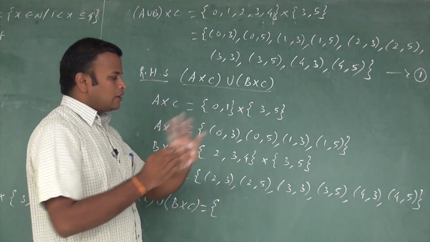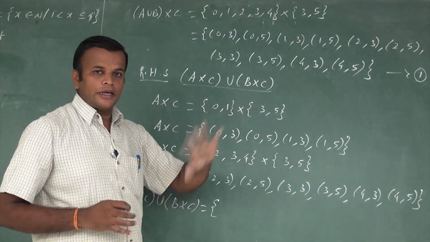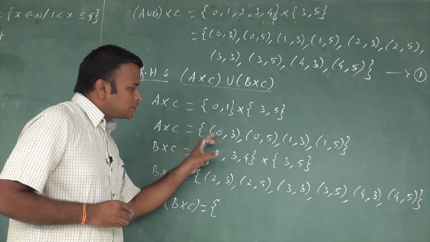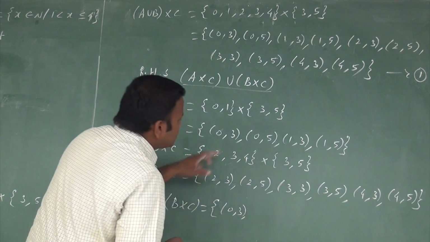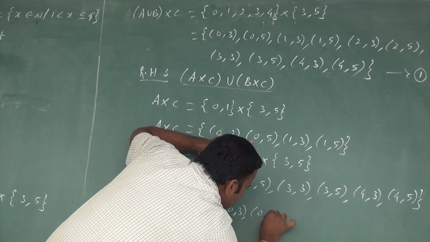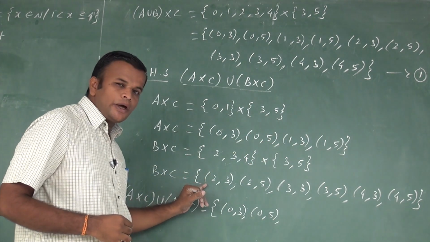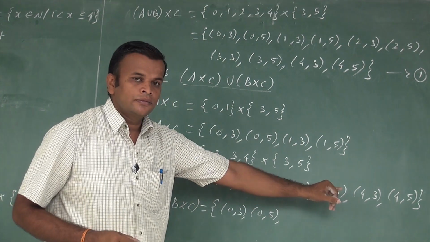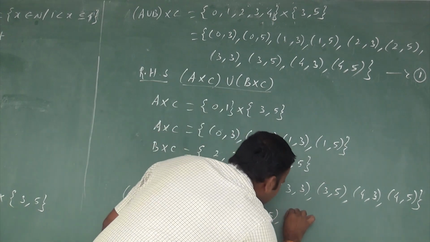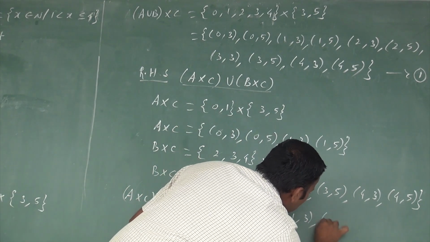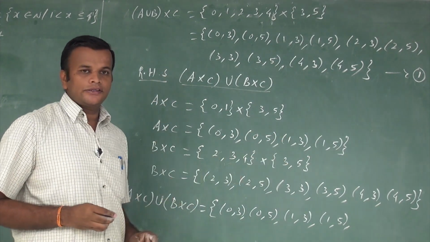We write in ascending order, that is, in ordered pairs. We start from 0, 1, 2, 3 like this. The least is 0, 3. So first I write 0, 3, 0, 5. Now I check in B cross C whether any ordered pair starts from 0. No one is there. So after 0 the next number is 1, so 1, 3, 1, 5. Okay, I have written all the elements in A cross C.